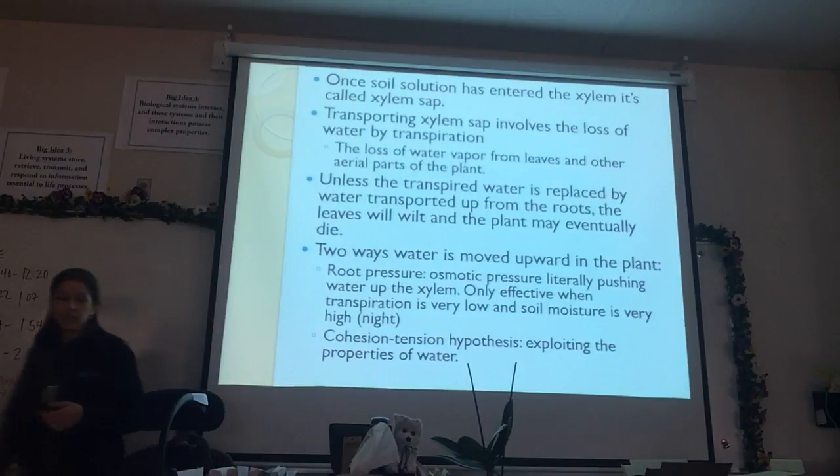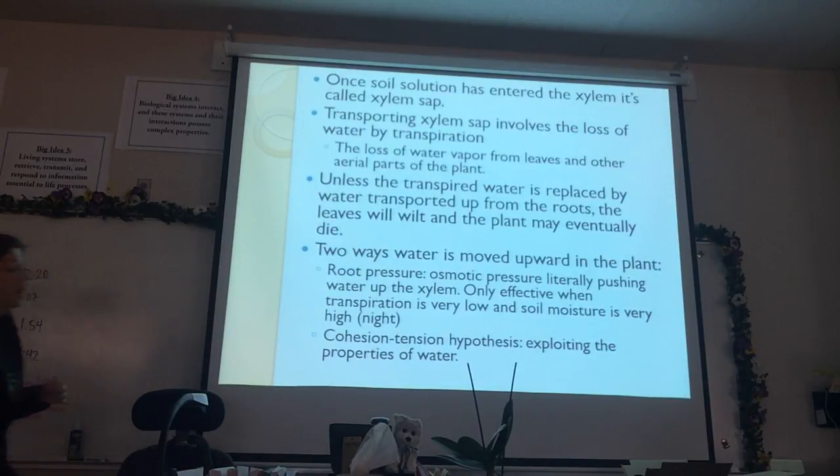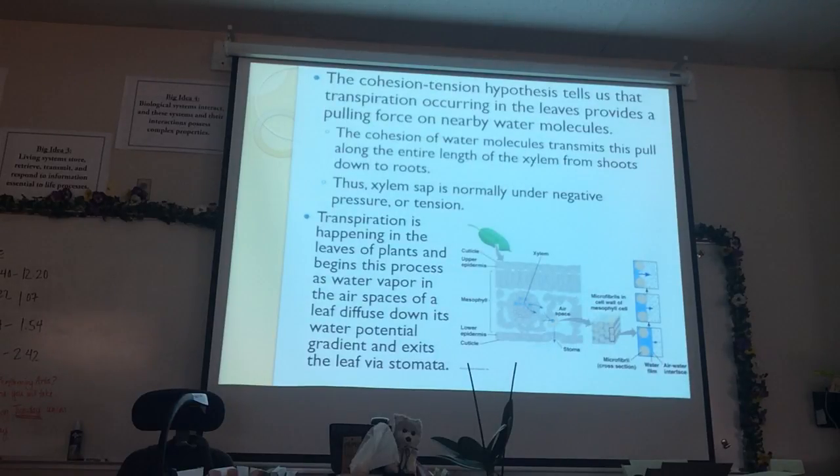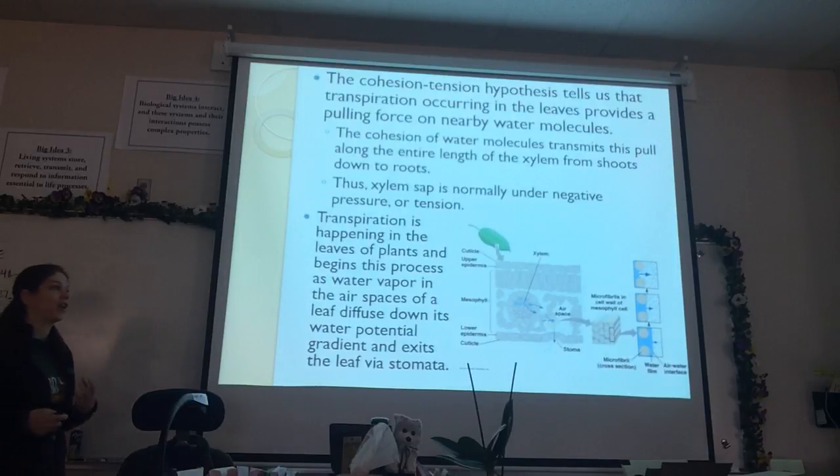Cohesion tension hypothesis, that's exploiting the properties of water, and that is how the great majority of water actually moves through a plant. What it tells us is that transpiration that's occurring via evaporative water loss on the leaves is pulling on all of the nearby water molecules that are in the plant. And so the cohesion of water molecules, cohesion means those water molecules are sticking together. Cohesion literally transmits this pull along the entire length of that xylem all the way down to the roots. And so the xylem sap is actually under negative pressure.